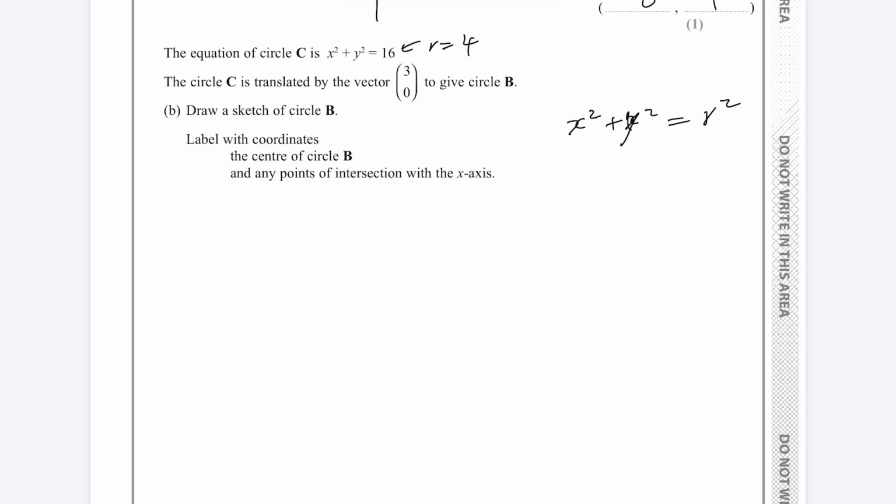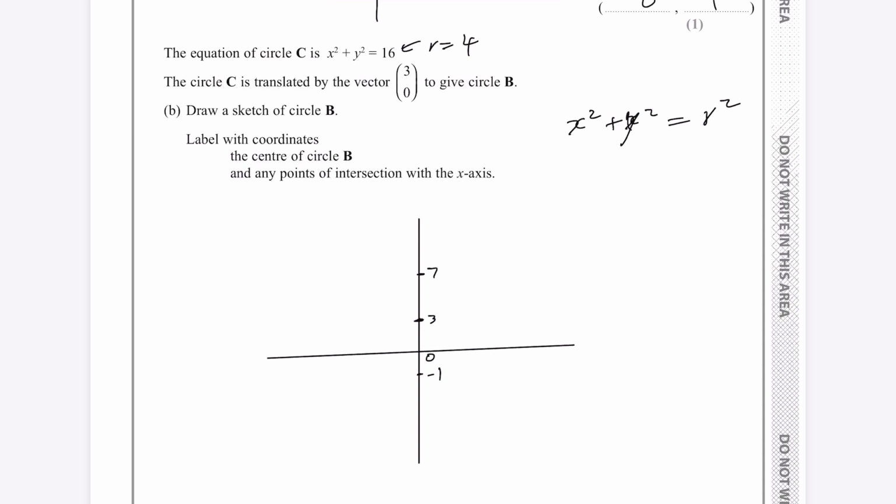The circle C is translated by the vector (0, 3). So that means it hasn't moved in the x-axis, it's moved up by 3 in the y-axis. And they want us to sketch that. So if I draw that on here, there, and there. So originally the center is at 0, they've moved it up by 3. So that means the center is now at 3. We know it's got a radius of 4. So this must be 7. And then this must be minus 1, because 3 plus 4 is 7 and 3 minus 4 is minus 1.